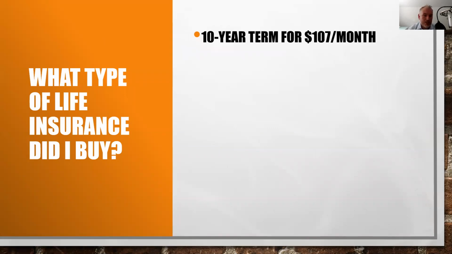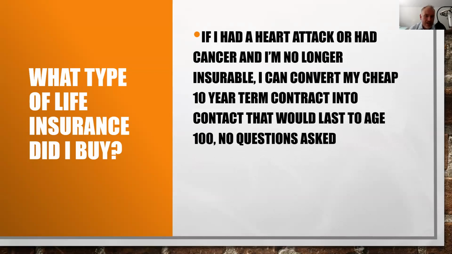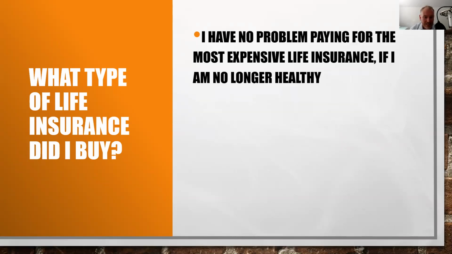Here's the trick with term insurance that most of the industry doesn't really explain, and it's this. I bought my 10-year term contract with an option to convert to a universal life or whole life contract that would last to age 100 without having to prove insurability if I ever became sick. So what does that mean? It means this: if I ever had a heart attack or had cancer and I'm no longer insurable, I can convert my super cheap 10-year term contract into a contract that would last to age 100, no questions asked.